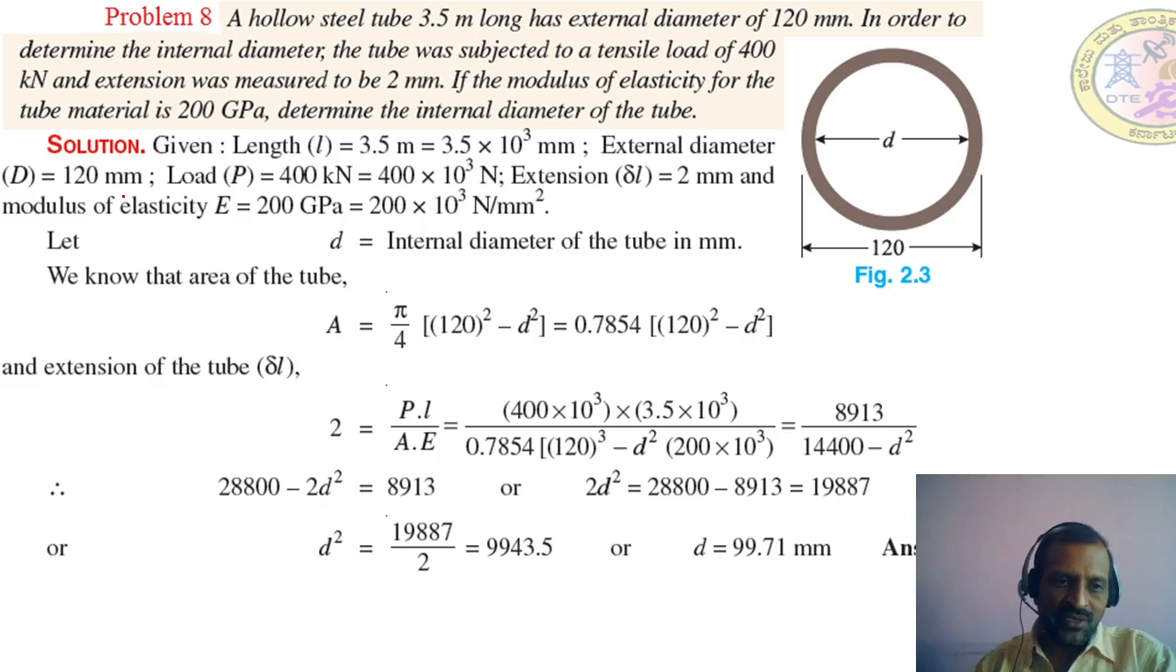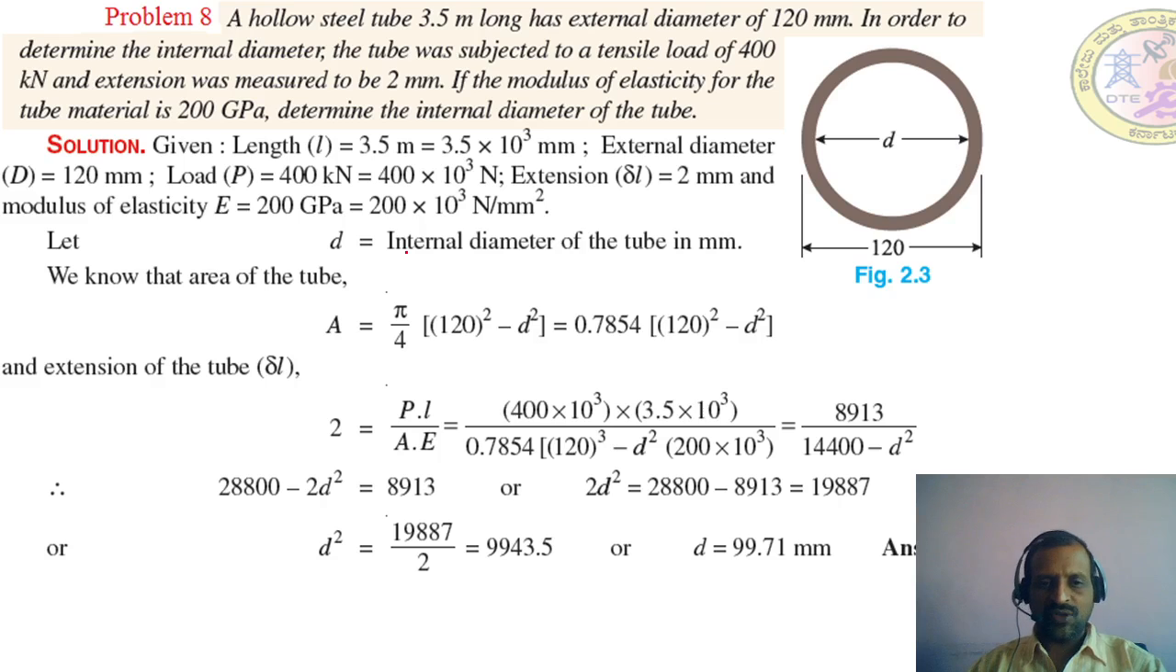So again write down the given data. Given is length L is 3.5 meter. Convert this into mm, so 3.5 into 10 to the power of 3 mm. External diameter D is 120 mm. Load is given as 400 kilonewton. Convert this into Newton, so 400 into 10 to the power of 3 Newton. Then extension delta L is 2 mm, and modulus of elasticity E is 200 gigapascal, which is equal to 200 into 10 to the power of 3 Newton per mm square.